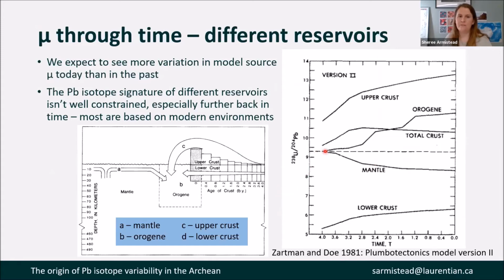So generally speaking, we expect to see more variation in model source mu today than we do in the past. And I guess this is because the Earth has continued to differentiate and fractionate different sources, and there's been more time to develop these discrete sources. But the lead isotope signature of these different reservoirs isn't really well constrained further back in time. Most of these are really based on modern environments, and we don't really have a lot of good constraints on especially Archean environments for lead isotopes.